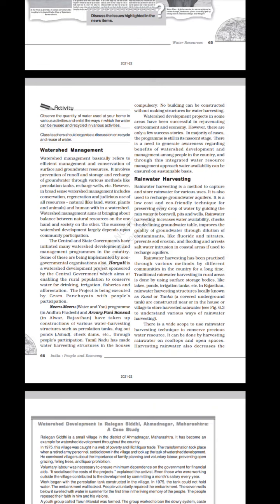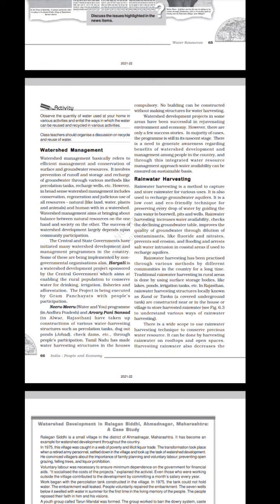Watershed management. Watershed management basically refers to efficient management and conservation of surface and groundwater resources. It involves prevention of runoff and storage and recharge of groundwater through various methods like percolation tanks, recharge wells, etc. However, in a broad sense, watershed management includes conservation, regeneration, and judicious use of all resources, natural like land, water, plants, and animals, and human within a watershed.